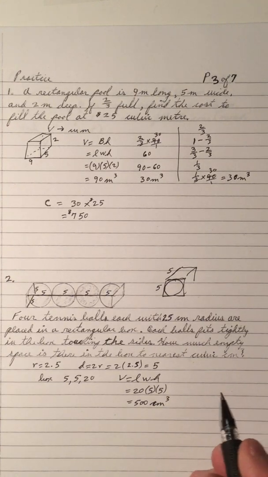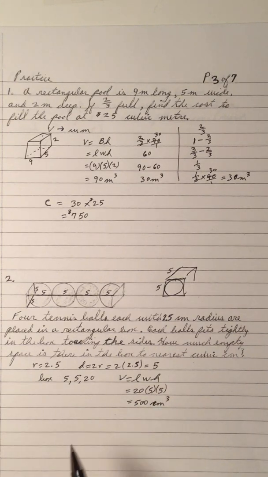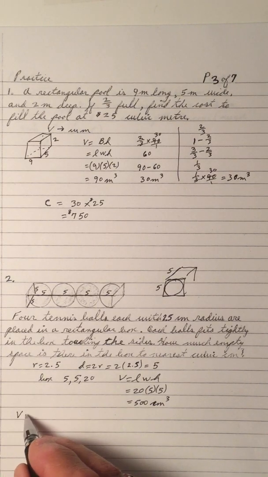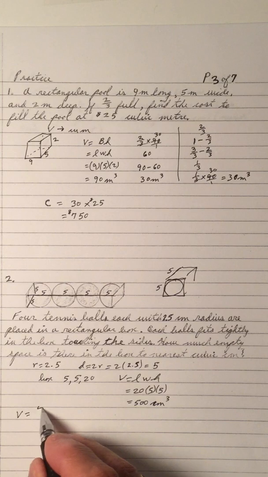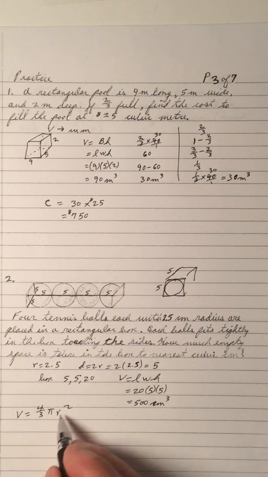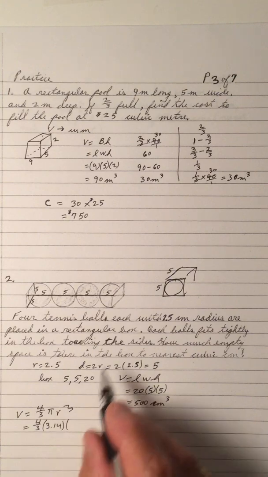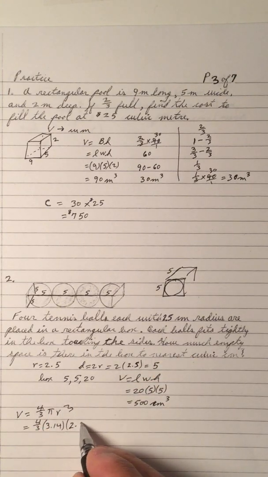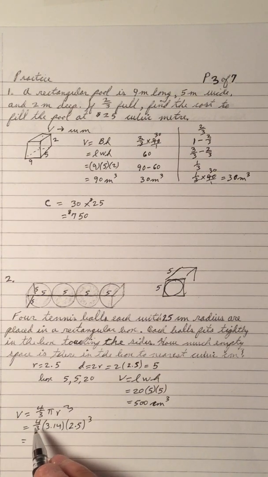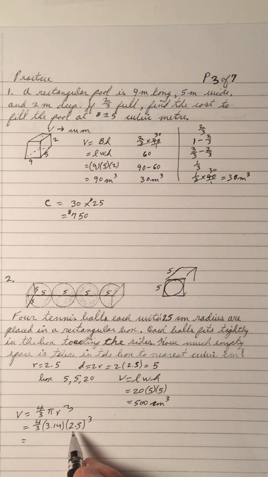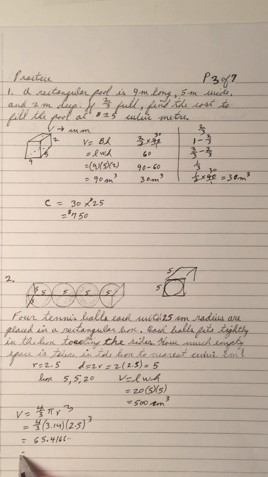Now, the balls are in the box, so the balls are taking up space, so we have to get the volume of the balls. The volume of a sphere, which is a ball, is 4 over 3 pi r cubed. So that's 4 over 3, pi is 3.14, the radius of the ball is 2.5, and that's cubed. When you plug that in your calculator, 4 divided by 3 times 3.14 times 2.5 cubed, you use your brackets like I have here, and it ends up to be 65.4166, etc. You could round that off now to what you want.